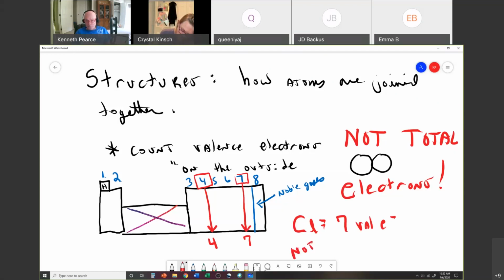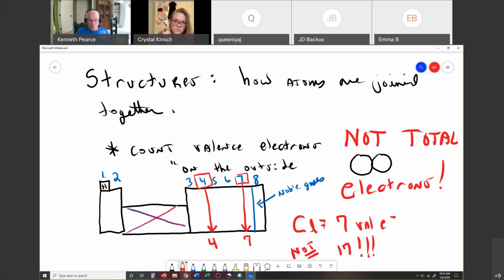Not, what's chlorine? 17. Not 17. Okay? 17 is the grand total for chlorine. It has 7 valence electrons. These are the outermost electrons.